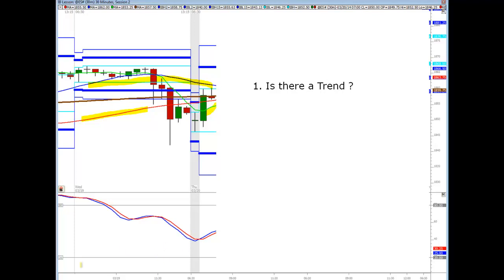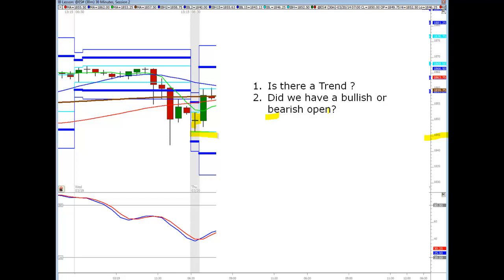Well, what else should we be asking before we decide whether to take a long or a short or no trade at all? Do we have a bullish or bearish open? Well, our open should be quite visible to us with the first 30-minute right here. That's the first 30-minute period, and so there's my initial balance low for the day, and here's my second 30-minute period, and it takes out the high of the first period and continues higher. So is this a bullish or a bearish open?